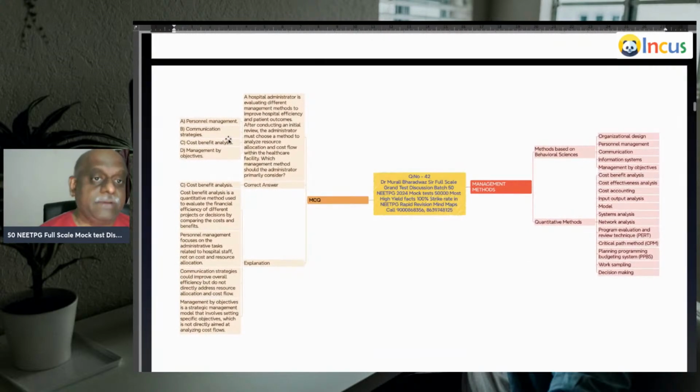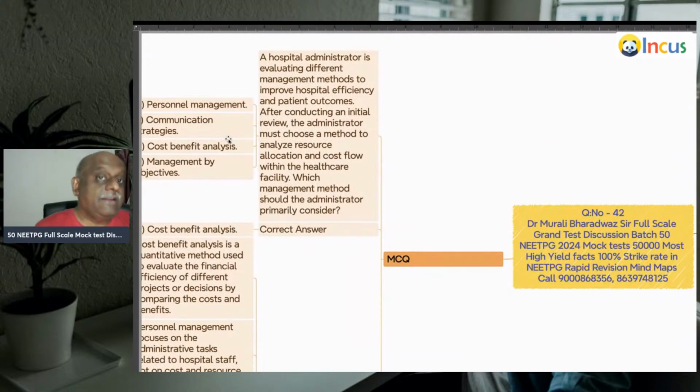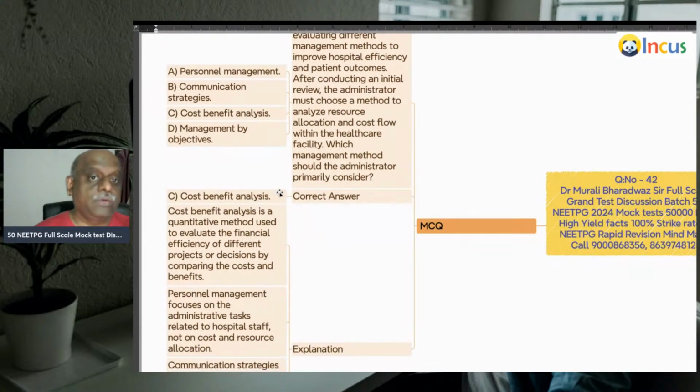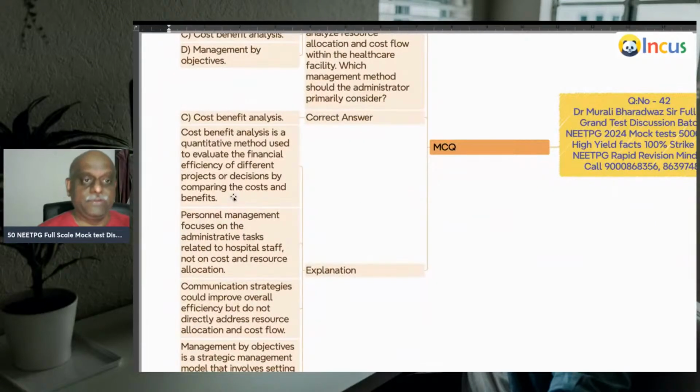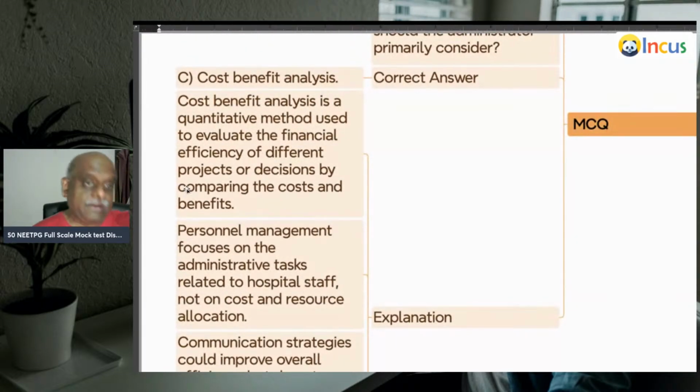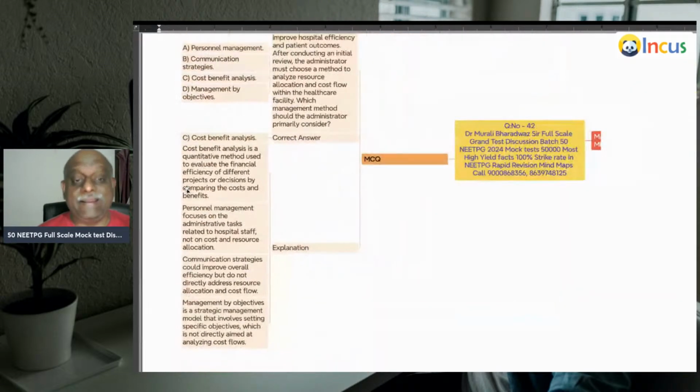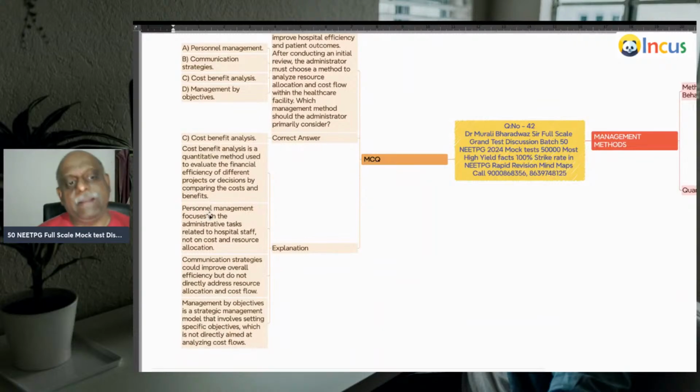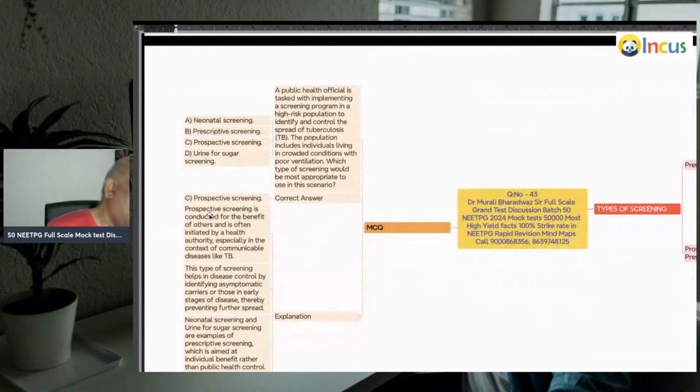A hospital administrator is evaluating the different management methods to improve hospital efficiency. Of all, which is the most important thing? Cost benefit analysis, to evaluate the financial efficiency of different decisions by comparing the cost with that of the benefit. Tomorrow, some of you are going to run the nursing homes.